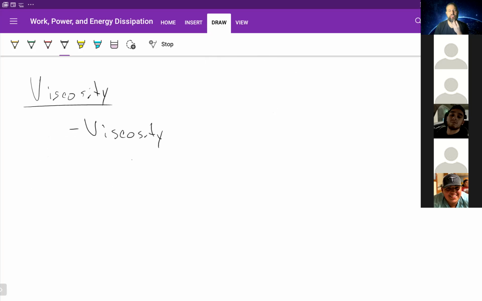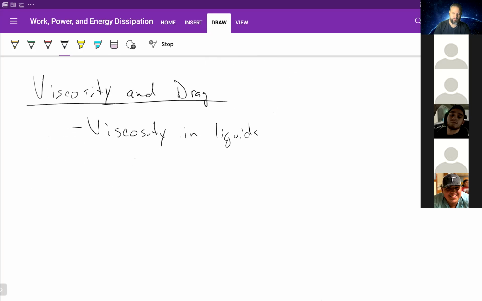Viscosity is usually in liquids. Let's see, we can talk about both of these at the same time, and drag. All right, so we're dealing with liquids, like water. Water is going to have a certain viscosity. Oil is going to have a different viscosity, and a lot of times we think of that as a thickness of the liquid, and that does have something to do with how condensed all those molecules are together in a liquid.